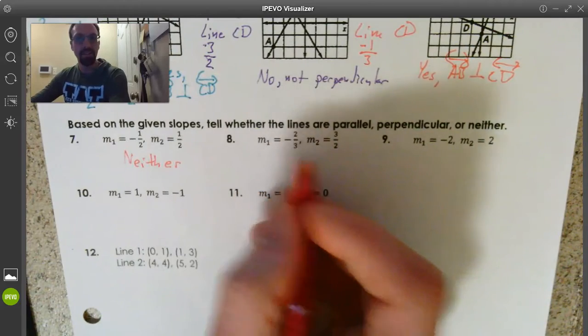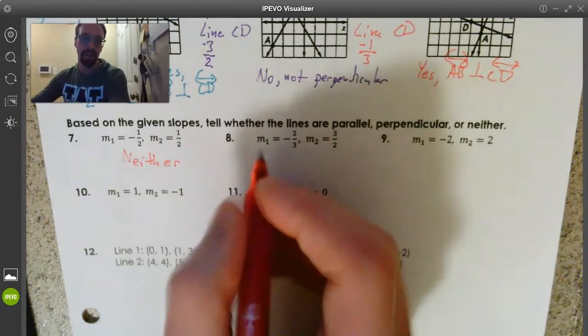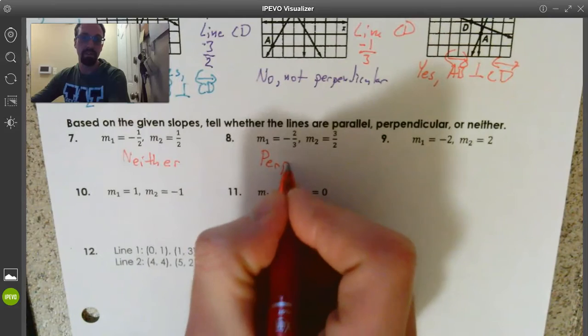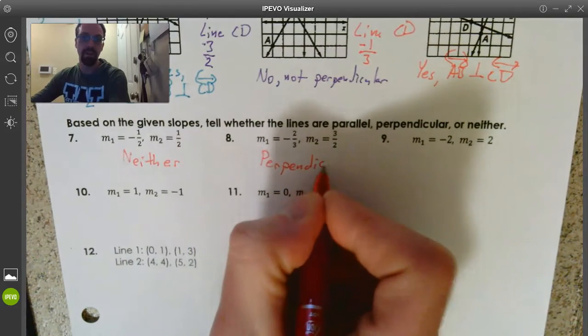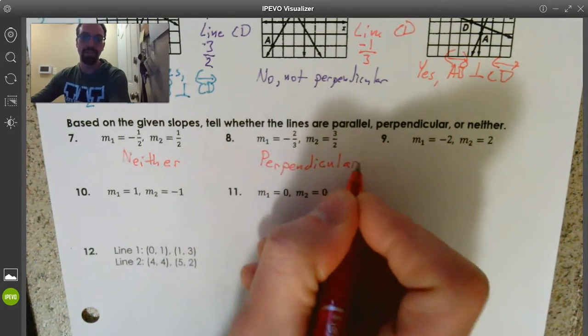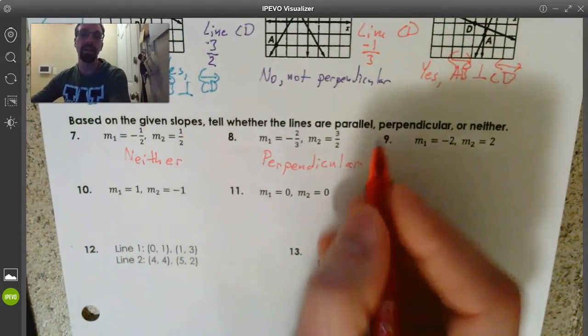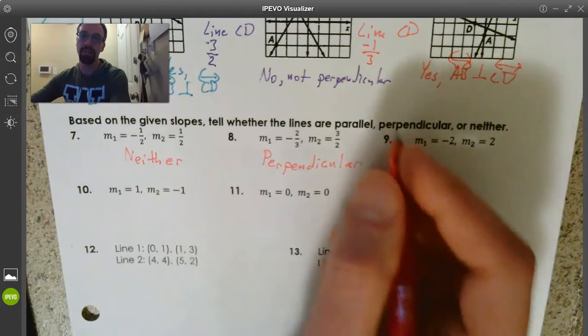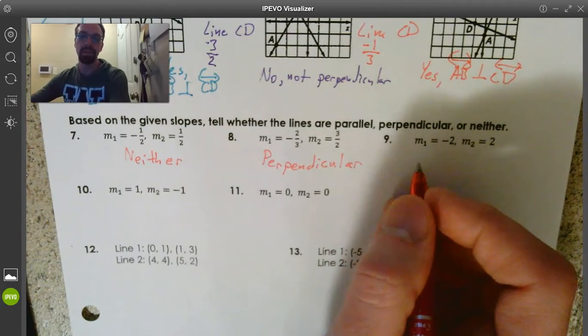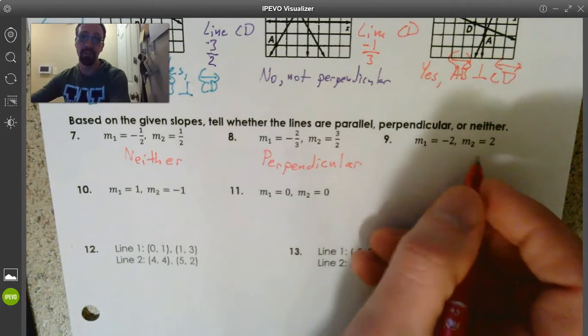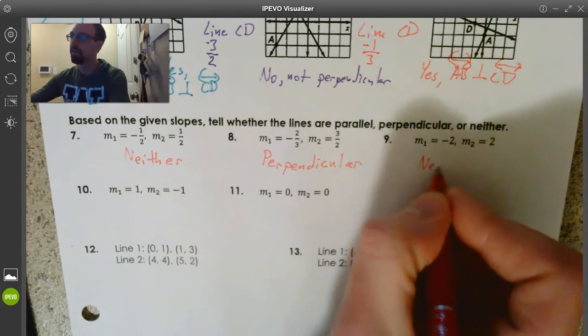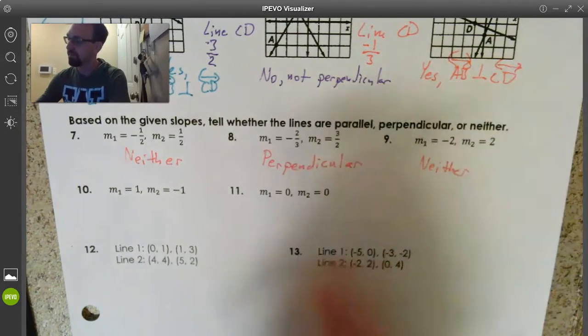For 8, these two are perpendicular, because they're opposite reciprocals. Again, the numerators and denominators change, and so did the signs. Number 9 is close to being perpendicular because they are opposite, but they're not reciprocals. The other one would need to be a half instead of 2, as an example. So this is also neither.